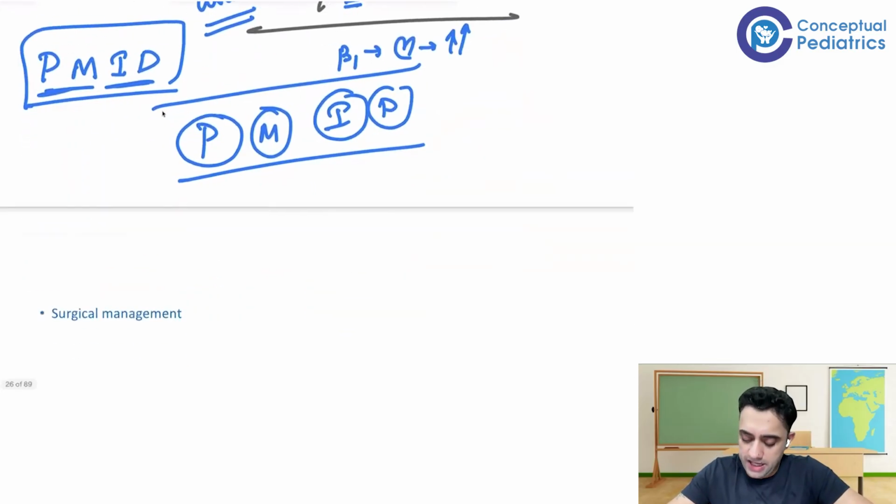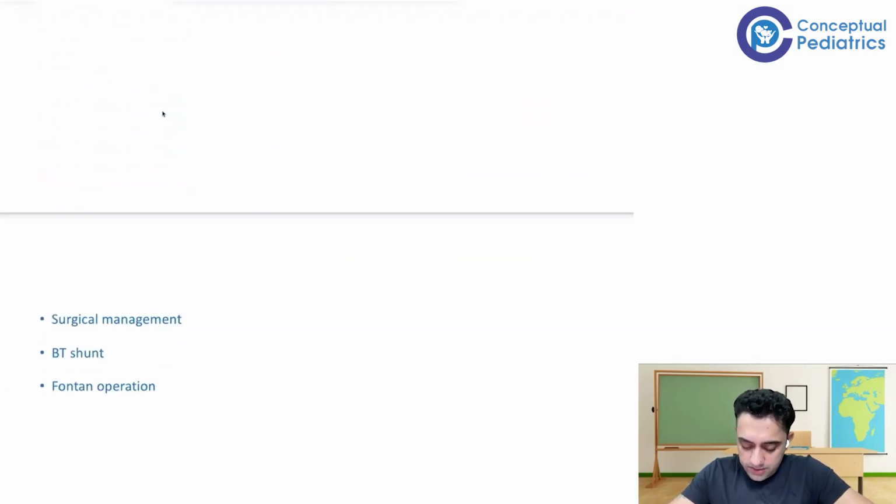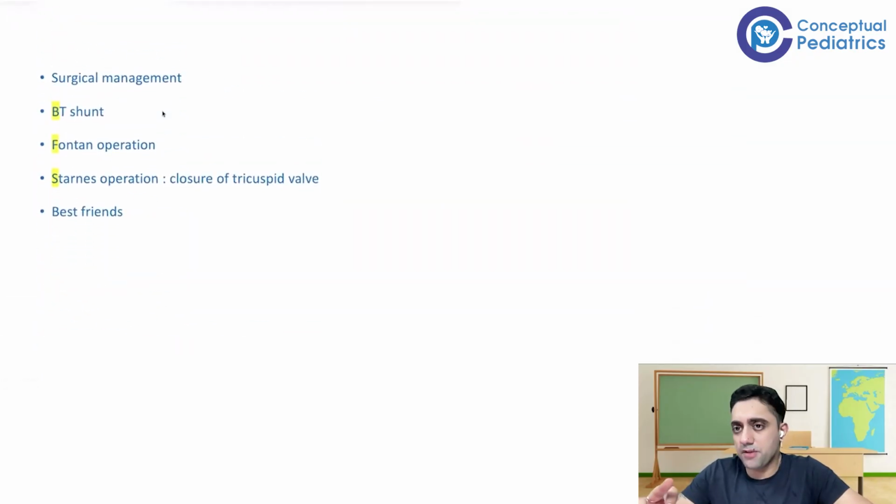And in the surgical management, I have told you the basic surgical management. Now, this is three things. Yes, in this, there is the Prime Minister of India.